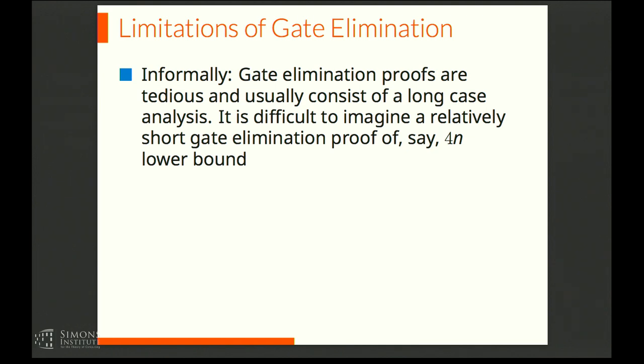An issue with the gate elimination proofs is the following. Suppose you would like to prove a 4n lower bound using gate elimination. To do this, you show that for any circuit, you can find a substitution that removes four gates from this circuit. While doing this, you first need to go through many cases of how the circuit looks like. But even when you remove four gates, you need to go through all possible subcases when some two of these four gates coincide. And this gives you many, many subcases. This makes all these gate elimination proofs very boring and tedious. So this is some informal explanation of why gate elimination is probably not the method for proving nonlinear lower bounds.